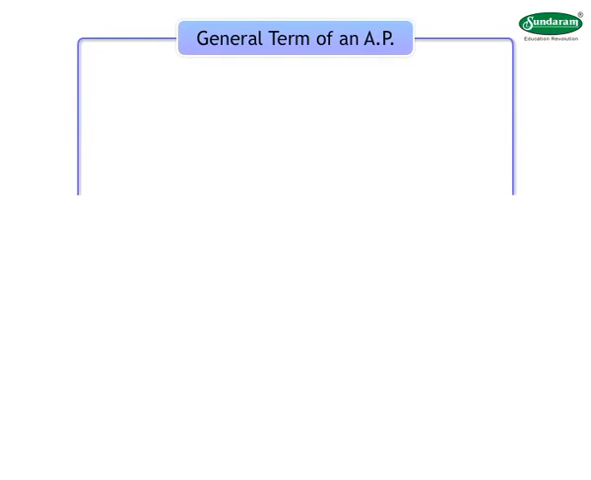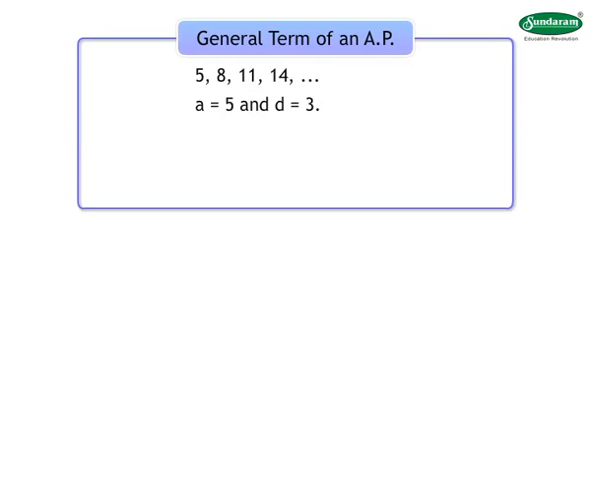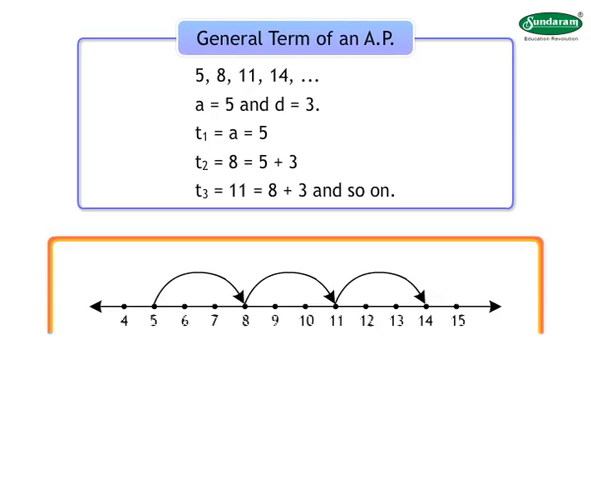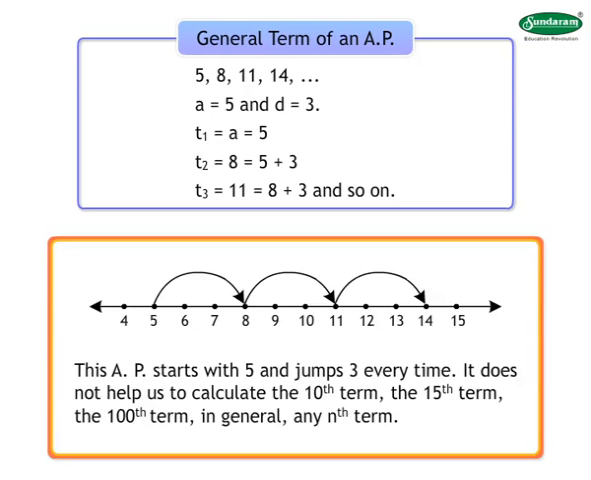Let's look at the general term of an AP. Consider the following AP. Here, A is equal to 5 and D is equal to 3. First term is equal to A is equal to 5. Second term is equal to 8 is equal to 5 plus 3. Third term is equal to 11 equals to 8 plus 3 and so on. This AP starts with 5 and jumps 3 every time.